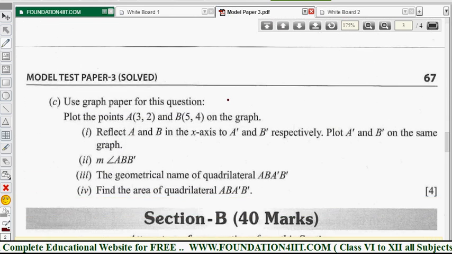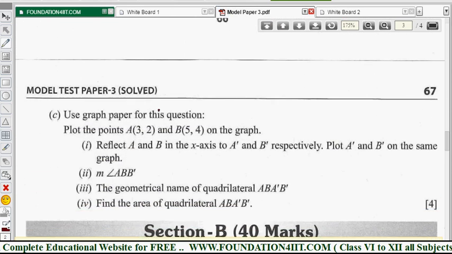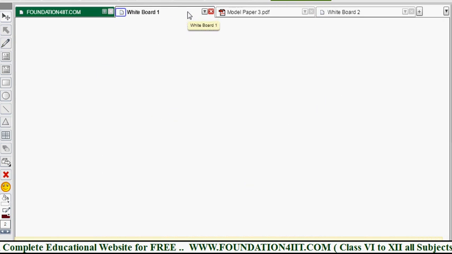Now the fourth one. Use the graph paper for this question. Plot the points A (3, 2) and B (5, 4) on the graph. Then we need to reflect A and B on the x-axis to get A dash and B dash respectively. Plot A dash and B dash on the same graph. Then find the angle ABB dash, the geometrical name of the quadrilateral, and its area. So let's draw this on the graph paper. First we'll plot the points.